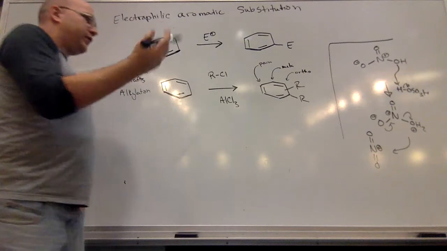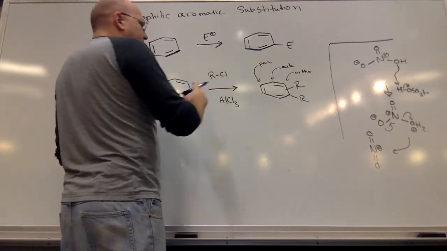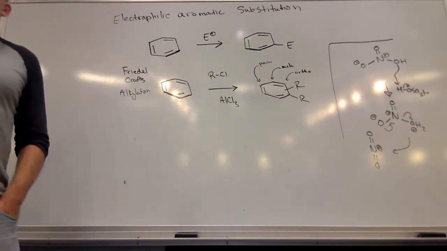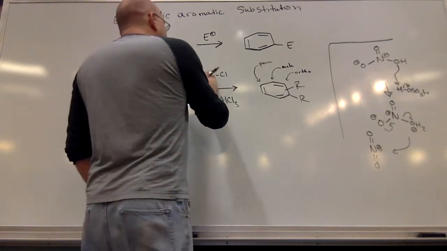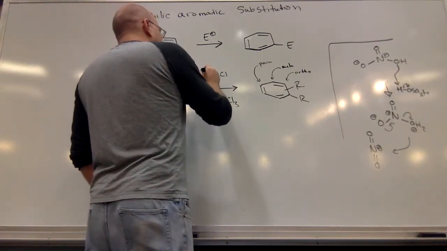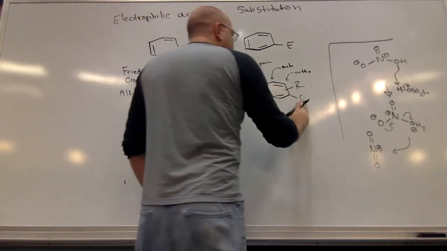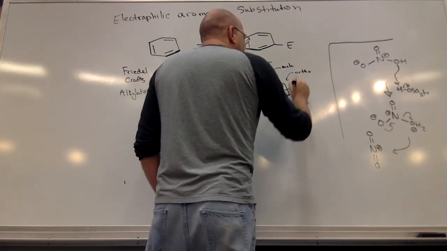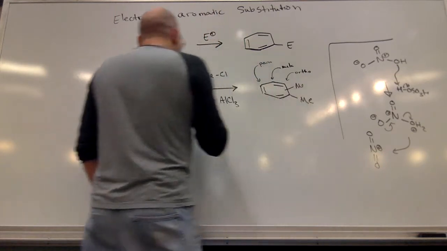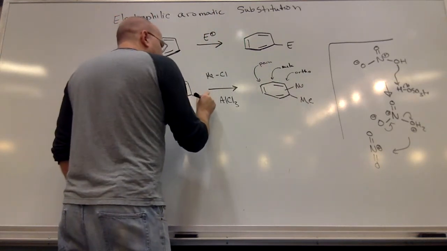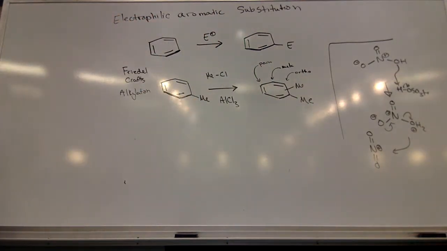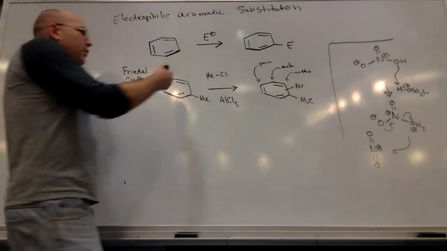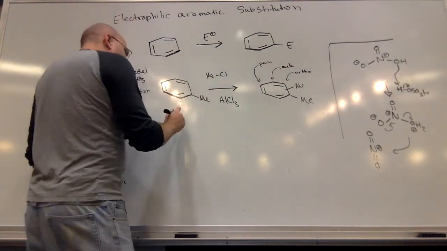And just to give you something that's not just a generic R group, let's make this a methyl group. Let's imagine a scenario where we have the methyl group there already and we're going to add an additional methyl group. I'm going to start by putting the methyl group on there so that we can go through the regioselectivity of this. So we know that we want to activate this methyl group.